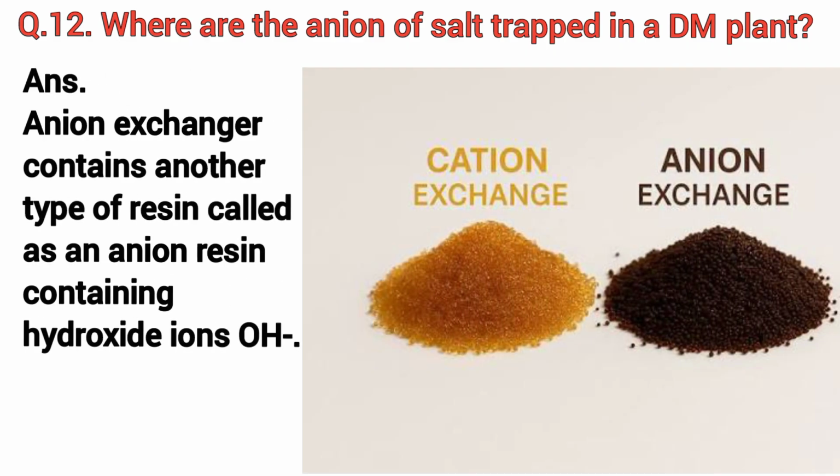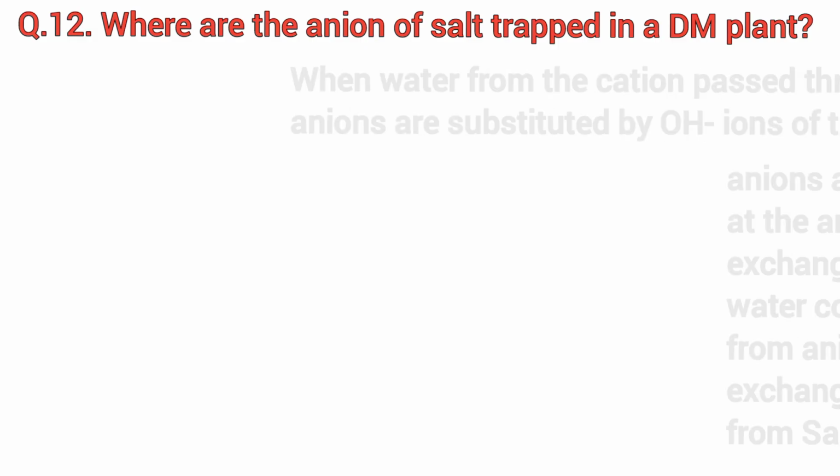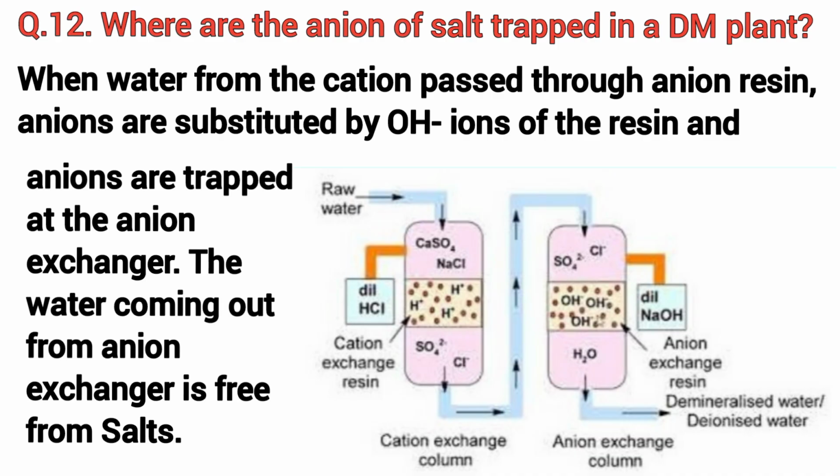An anion exchanger contains another type of resin called anion resin containing hydroxide ions, OH⁻. When water from the cation exchanger is passed through an anion resin, anions are substituted by ions of the resin and anions are trapped at the anion exchanger. The water coming out from an anion exchanger is free from salts.